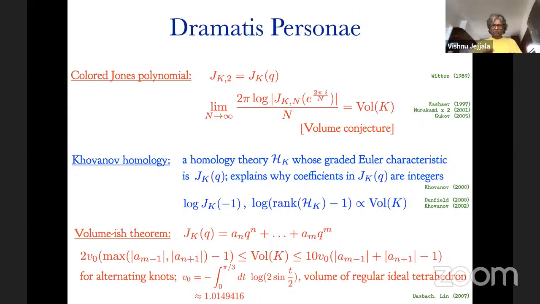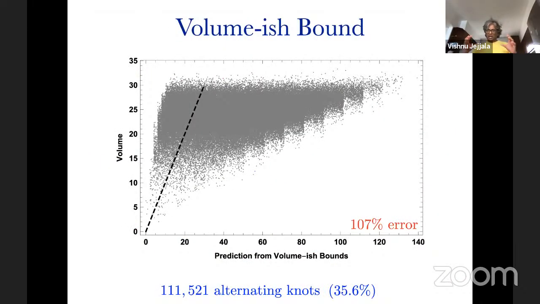So this volumish theorem is the strongest formal result connecting the volume of the knot complement to the Jones polynomial. If you take a number from this bound given by the volumish theorem, select that number randomly, and compare it to the volume for the alternating knots, you get roughly 100% error. So not all knots are alternating.